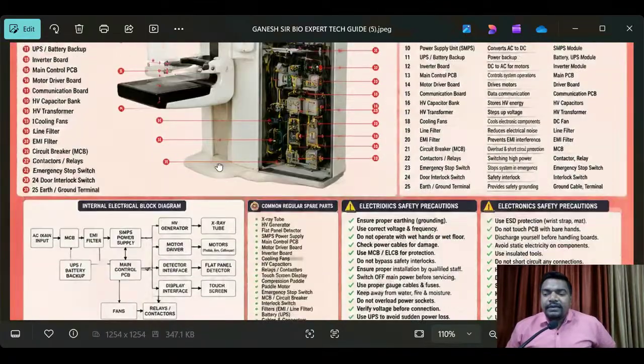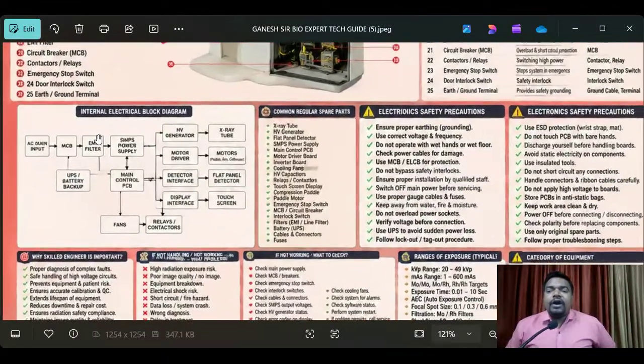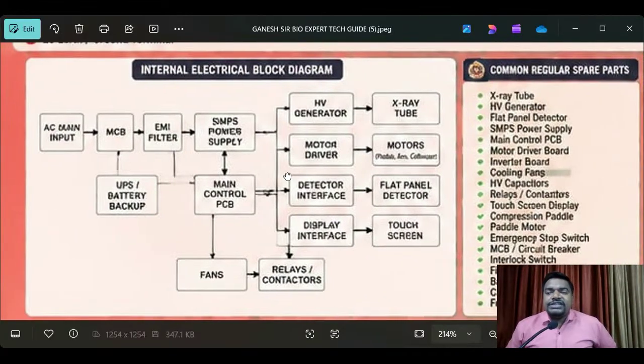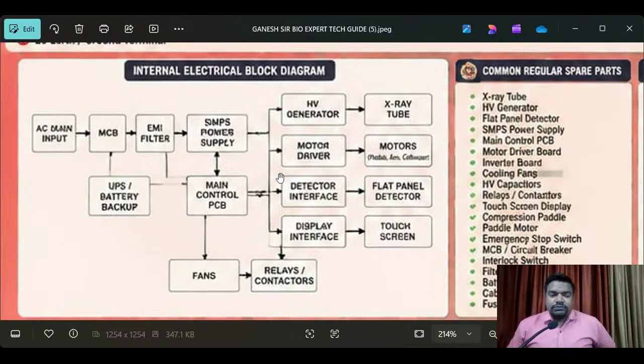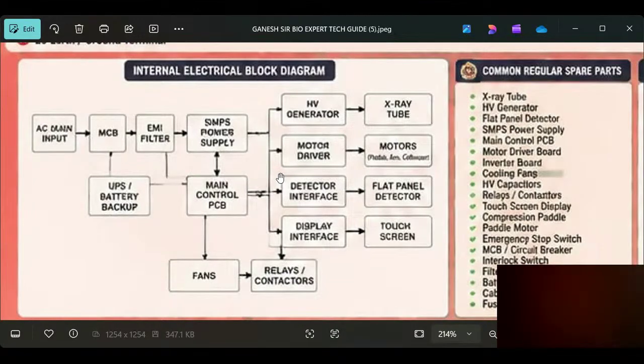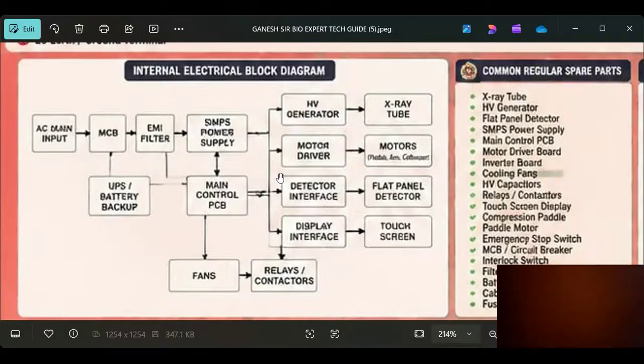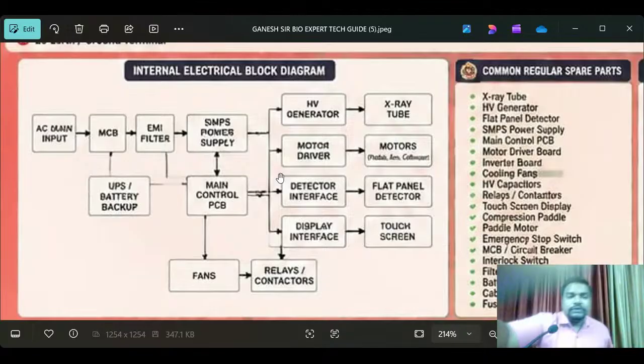Next, come here: the internal electrical block diagram. See here. Is my voice clear? Sorry for the disturbance. Next, continue. Next here, internal electrical block diagrams, for your awareness.